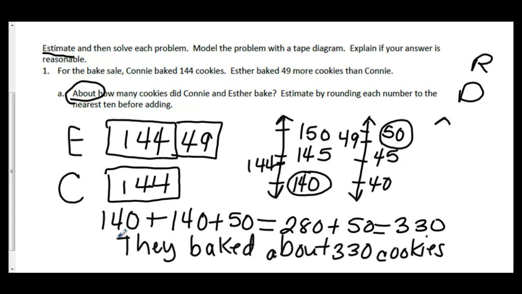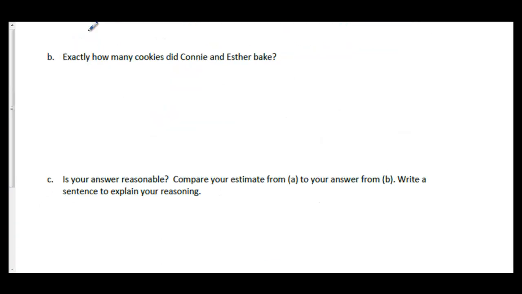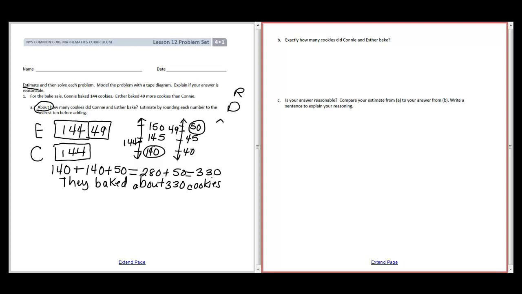Okay, all right, right along. Now it says exactly how many cookies did Connie and Esther bake. And I'm going to go on the split screen so that I can see my numbers. So I'm not going to redraw this picture because it's going to be the exact same picture. But the word exactly tells me that I'm not going to estimate this time. All I have to do now is make an addition sentence.